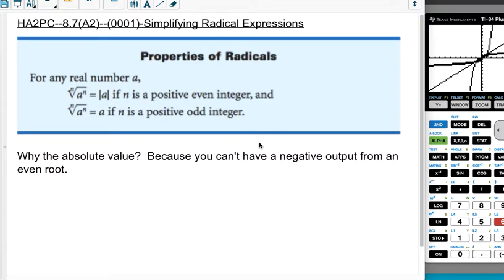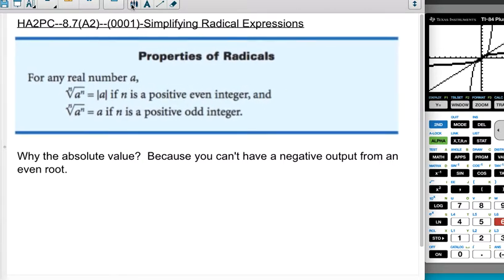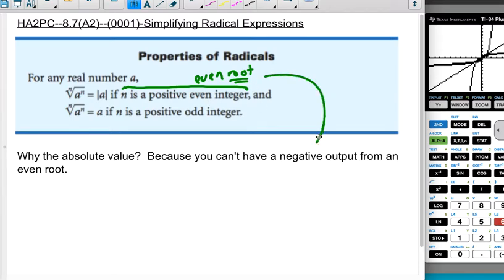So for any real number a, the nth root of a to the n cancels out and gives you the absolute value of a if n is a positive even integer. What we're saying is that when n is a positive even integer, we're talking about an even root. It's worth mentioning that because even roots always have positive or zero outputs. They have non-negative outputs, which I say down here as well.